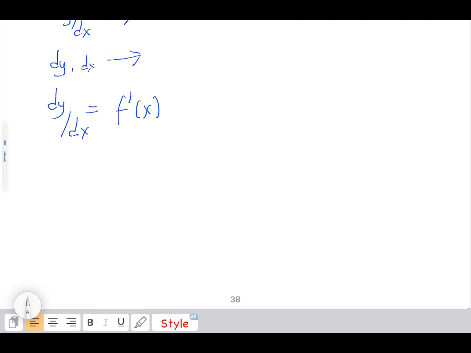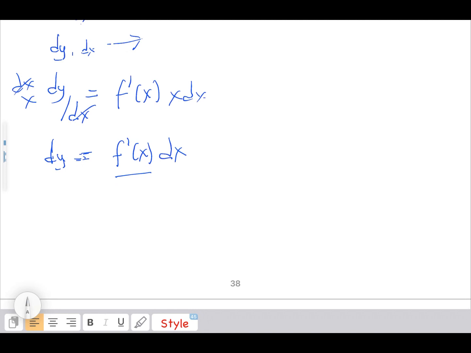And per this, if I want to make dy the subject, I multiply through by dx, dx will cancel dx, and at the end of the day I'm going to get dy equal to f prime of x dx. That means we are representing dy with respect to dx or x.